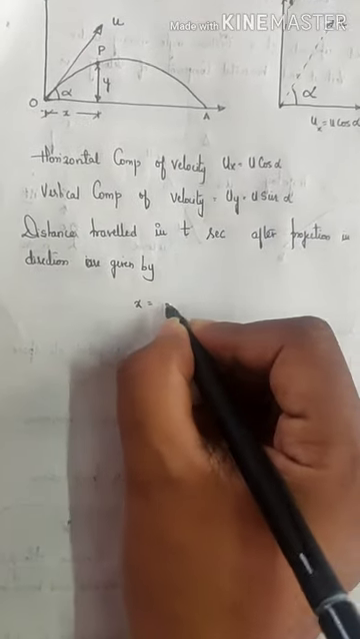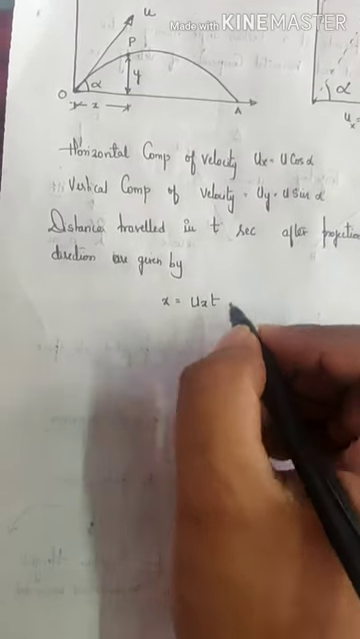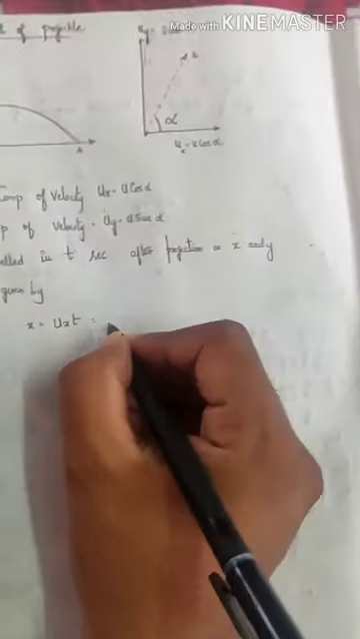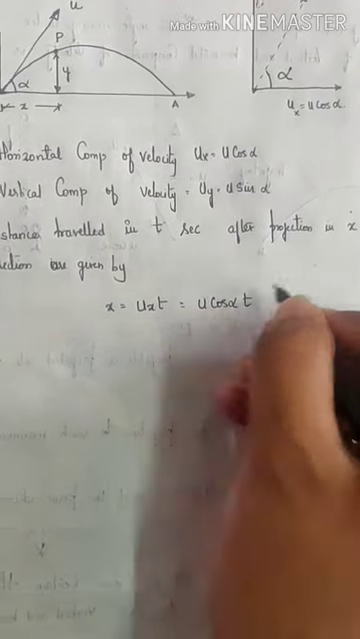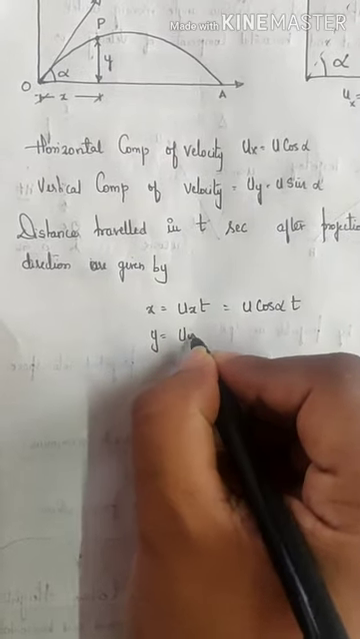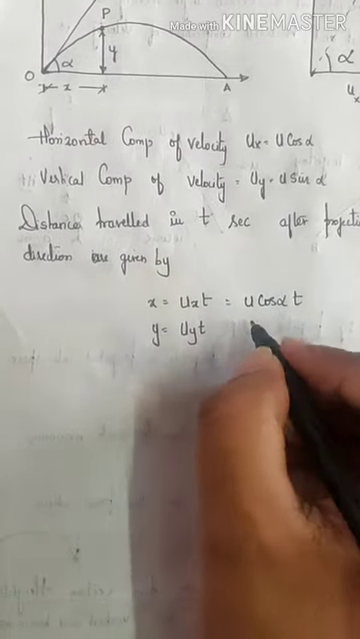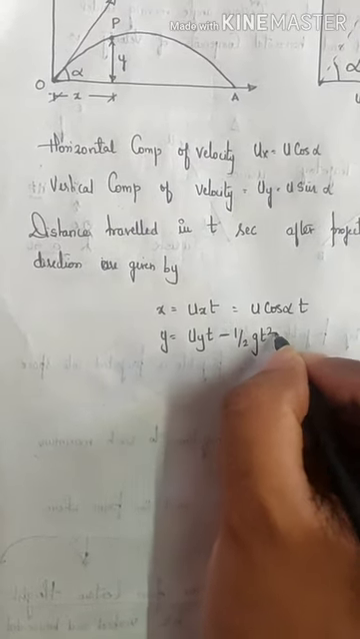x is equal to ux into t, that is, the distance traveled in t seconds in the x direction. We know ux is u cos alpha, so x is u cos alpha into t. Then similarly, y is uy into t minus half gt square. Why?